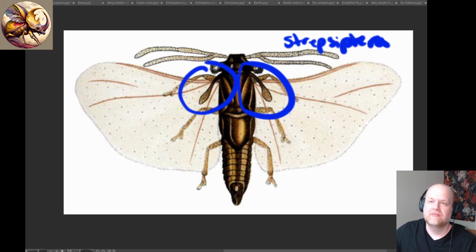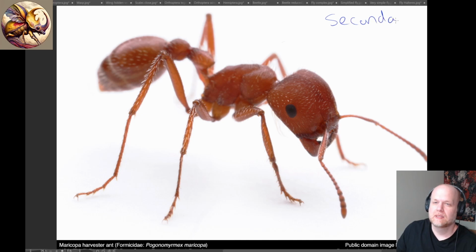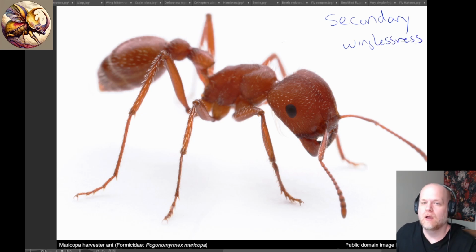And then at the end, there are insects with no wings. So the ant is the most obvious choice for this. Termites are the other one. These are secondarily wingless. So they are at a point where they don't need the wings. They've lost them again. Not all ants are born wingless.